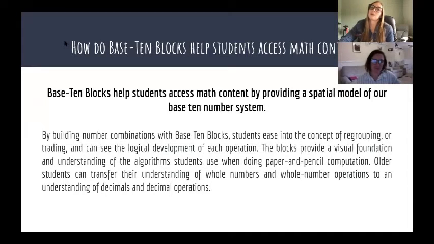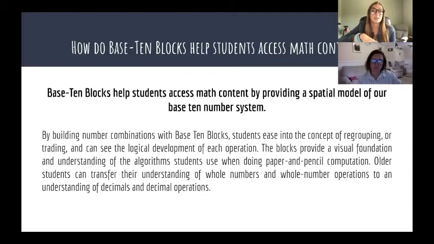How to use base 10 blocks to help students access math content. Base 10 blocks help students access math content by providing a spatial model for the base 10 number system. Now, base 10 is used throughout every day. We see numbers every day, especially from 0 to 10. These can build upon each other. So we have ones that add up to 10, and then the tens add up to hundreds, and the hundreds add up to thousands. These patterns are used throughout everyday life, and it's a key concept that students need to understand.